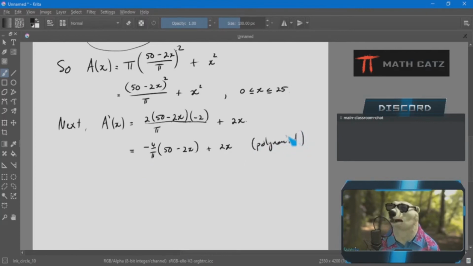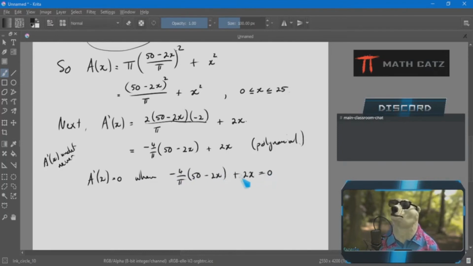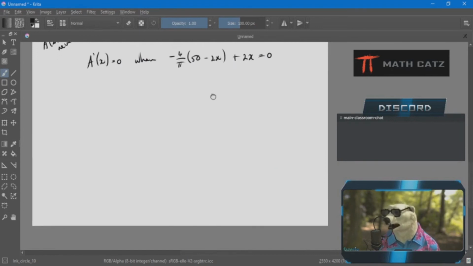And because of that, I know that when I check my critical points, the undefined check is never going to happen. So the derivative is going to be 0 when I set this thing equal to 0. Let's do that and see the equation that we are working with. Plus 2x here equal to 0. Let's not get distracted by everything else.